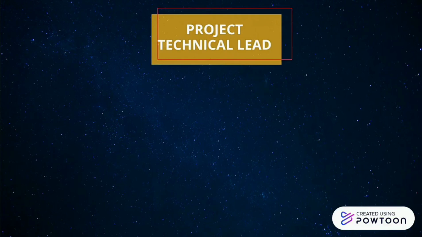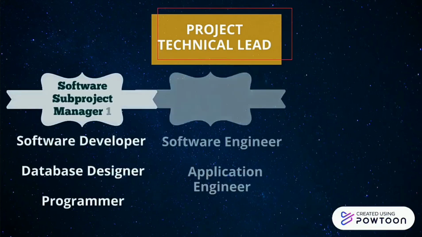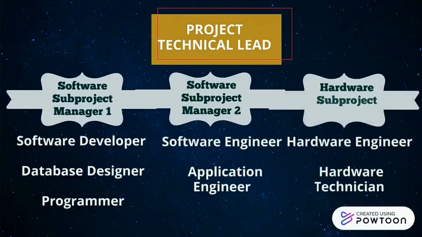Project technical lead is responsible for leading a development team and responsible for the quality of its technical deliverables. The project is broken down into 3 sub-projects. Therefore, there are 3 sub-project managers: software sub-project manager 1, software sub-project manager 2, and hardware sub-project manager 3.